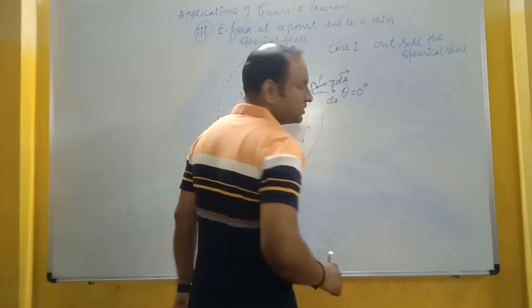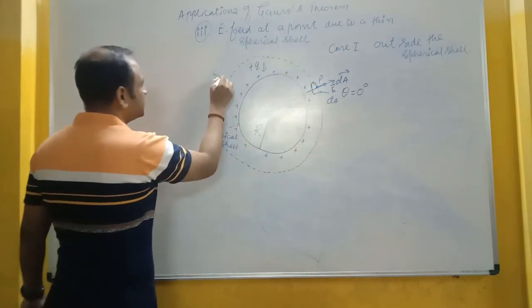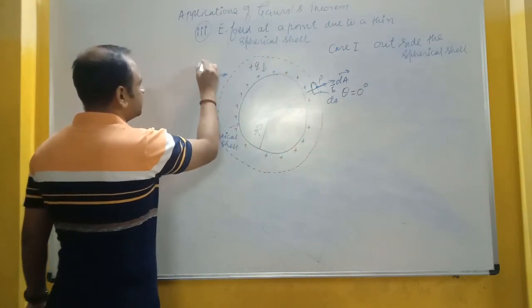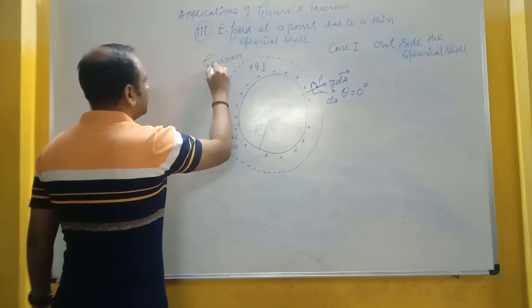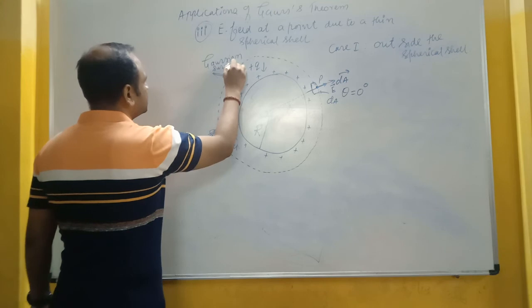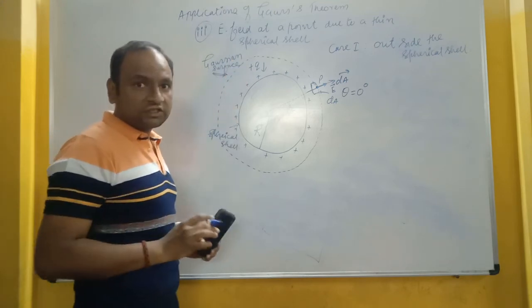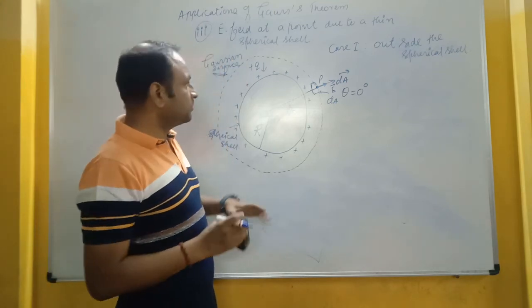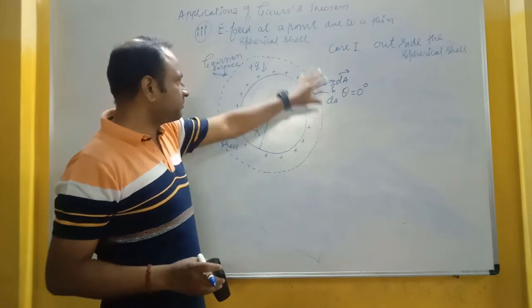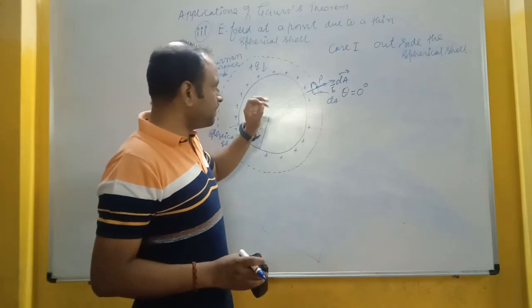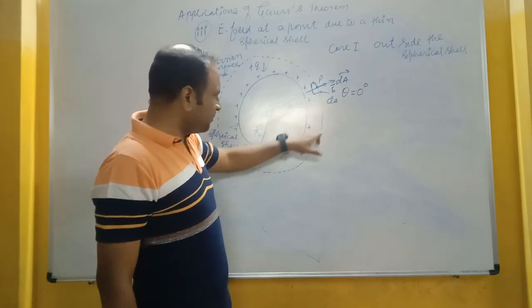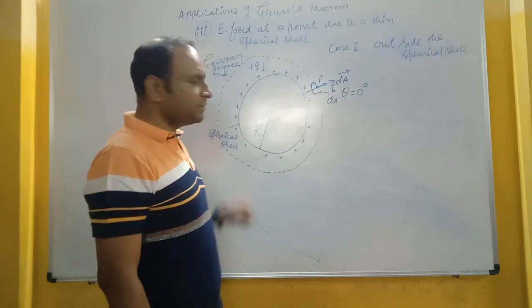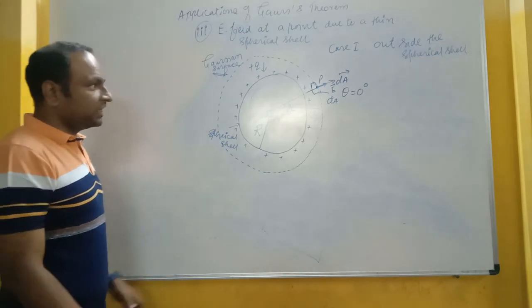Otherwise, the choice of the Gaussian surface is in your hand, but you have to choose the Gaussian surface such that it simplifies your mathematical effort. So by choosing this spherical Gaussian surface, I have at all the points theta equal to 0 degree. At any point I take, theta will always be equal to what? 0 degree.